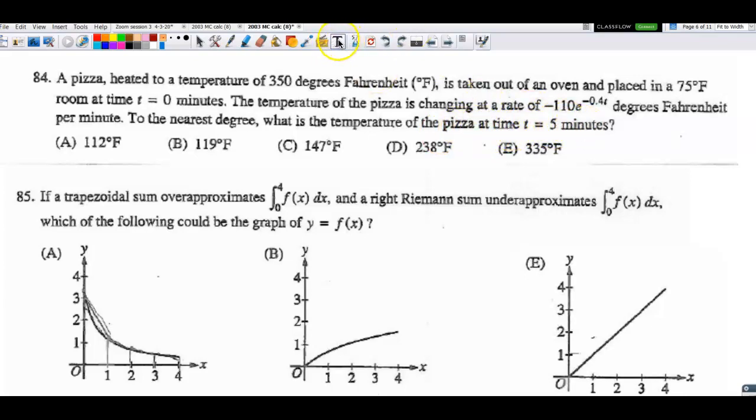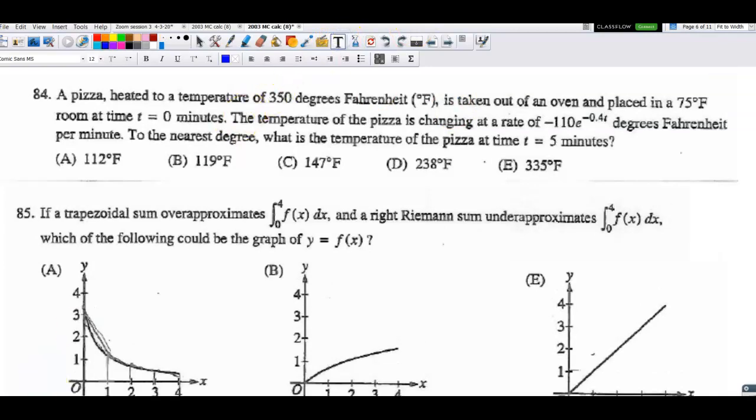So this is an initial condition problem. So we're going to need the initial condition, and the initial condition is at time 0, the temperature of the pizza is 350 degrees. The 75 degrees has no bearing on the problem whatsoever. It's just telling us that we're putting the pizza in a 75 degree temperature room.